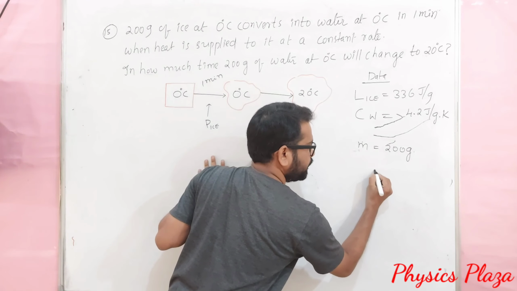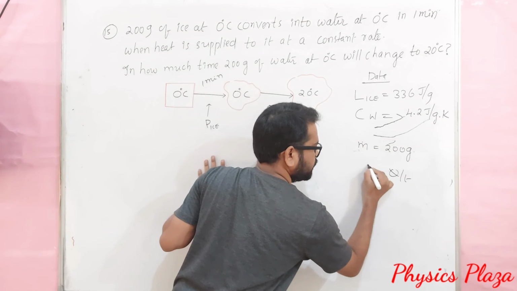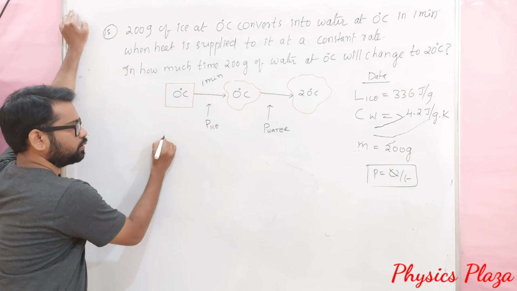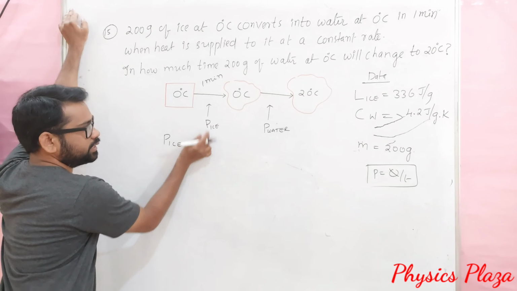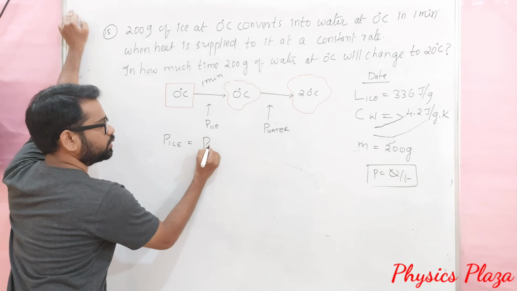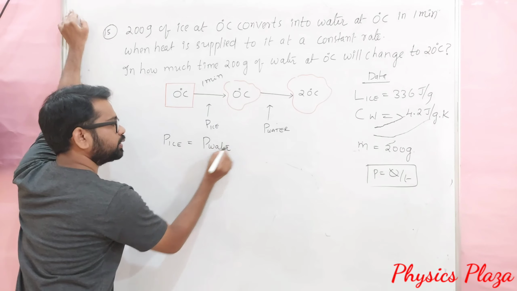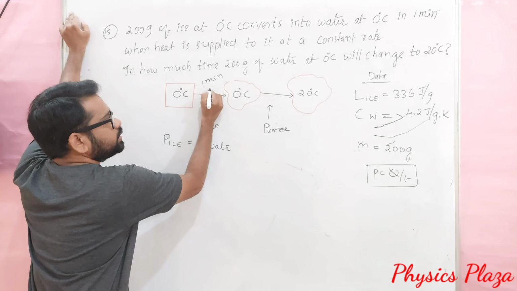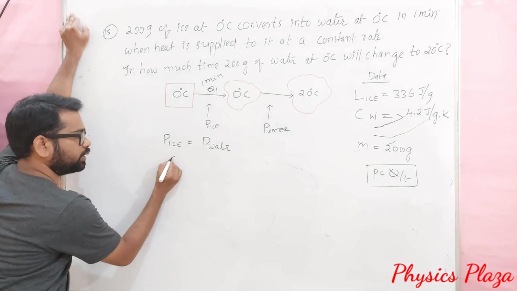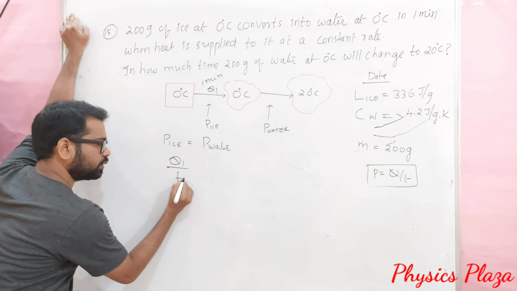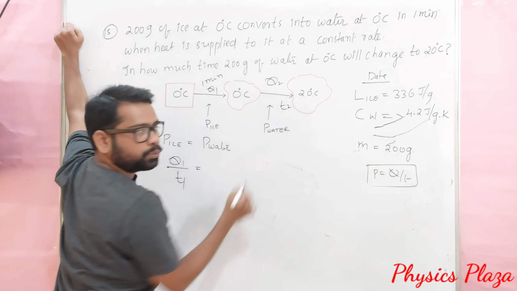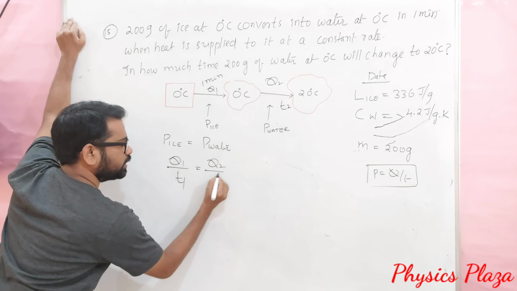Children, we know that P is equal to Q by T. So, according to that, can we write like this? In the first case, the power, the rate at which we are supplying the heat, is Q by T. Q is the heat absorbed in this case, that is Q1, and the time taken will be T1. In the second process, the heat absorbed is Q2, and the time taken will be T2. That will be Q2 by T2.